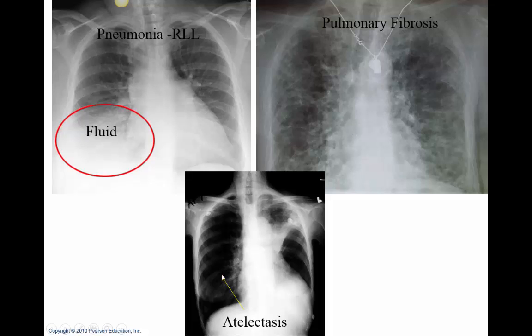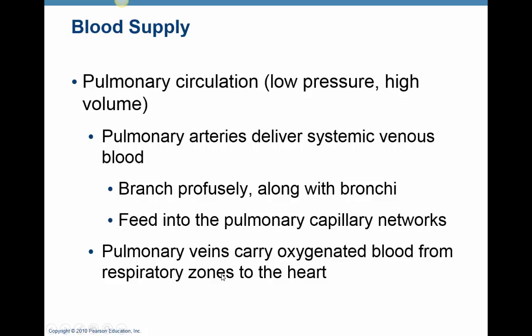So looking at the blood supply to the lungs, again, we talked about the pulmonary arteries carrying blood with low oxygen from the heart to the lungs. The job of the lungs is to oxygenate that blood, and then the pulmonary veins are carrying freshly oxygenated blood back to the heart. So we see low oxygen in the pulmonary arteries, high oxygen in the pulmonary veins.